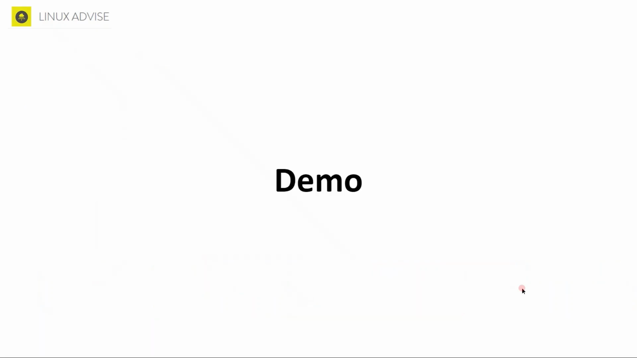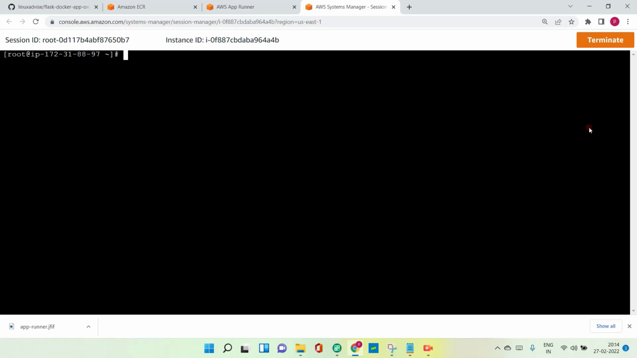So let's skip to the good part. Let's move to the demonstration. After the theory part, let's see how to deploy an application using AWS App Runner.